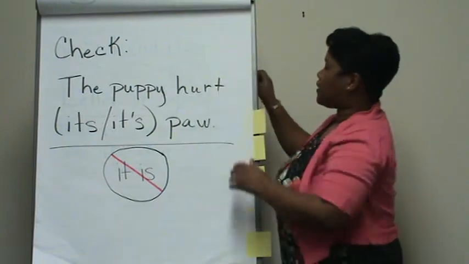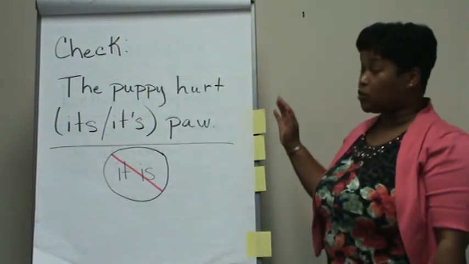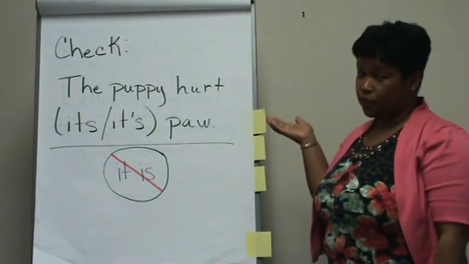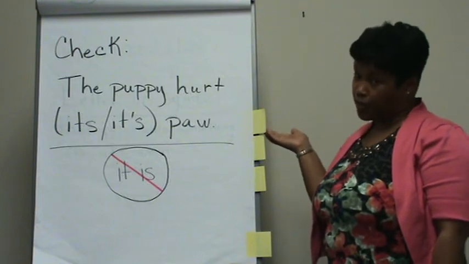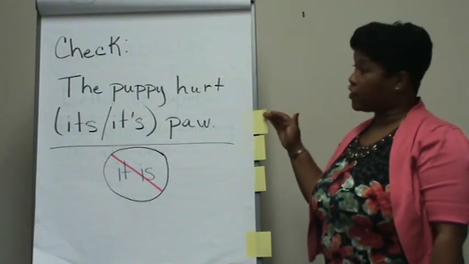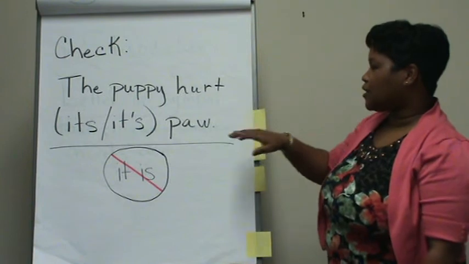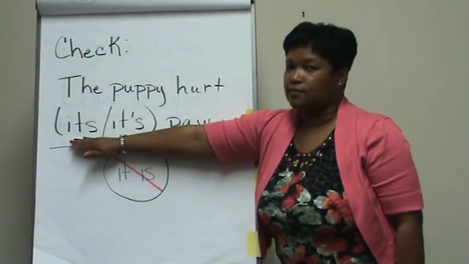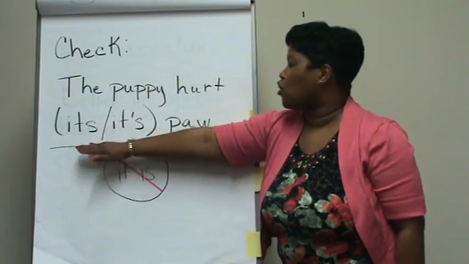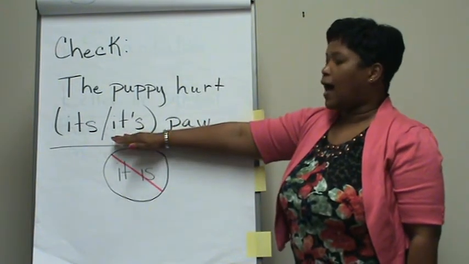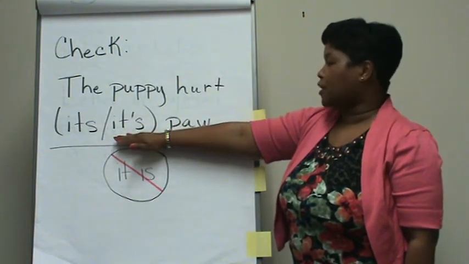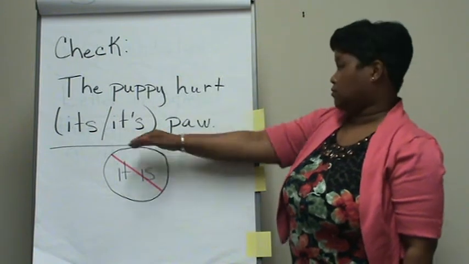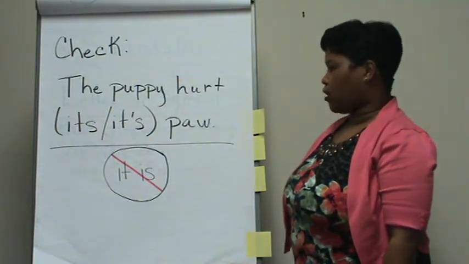So let's do a check, just to be sure that we understand what's going on, especially with the differences between its as a possessive pronoun and it's as a contraction. The puppy hurt its paw. Would you write its, showing a possessive pronoun, or would you write it apostrophe s, showing a contraction for it is?